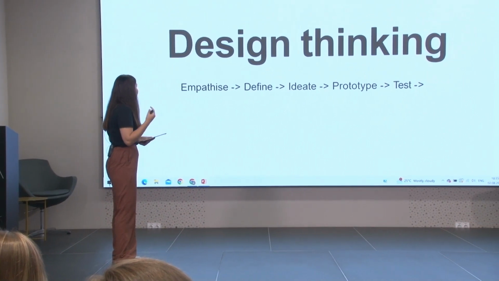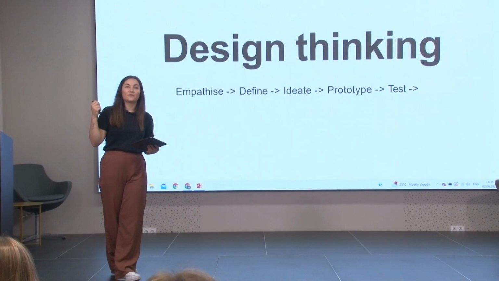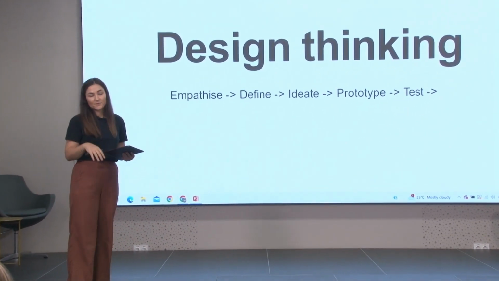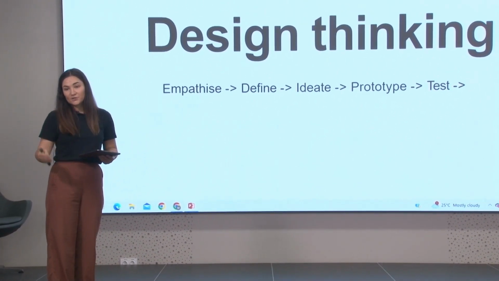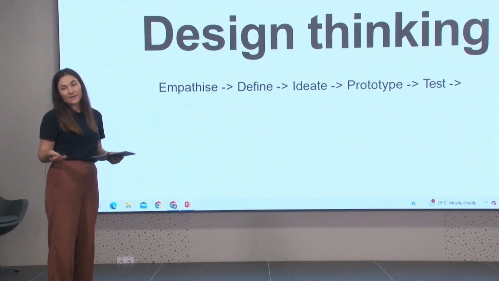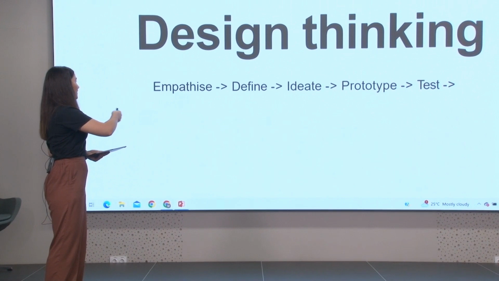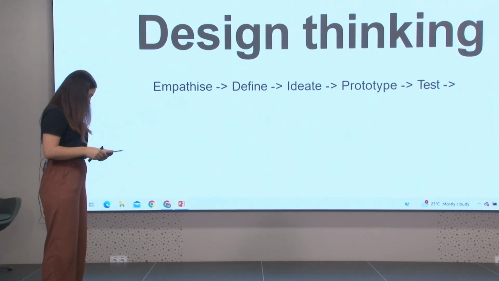The second step is define. Define means you have to define the problem, you have to define the user, you have to define the environment, you have to define all the important steps. Then you ideate. Here you have a brainstorm session, you get multiple solutions, you prototype some of them, and then you test. And then you can always go in a loop, or you can just go from prototype to define again, or to ideate, depending on your result.